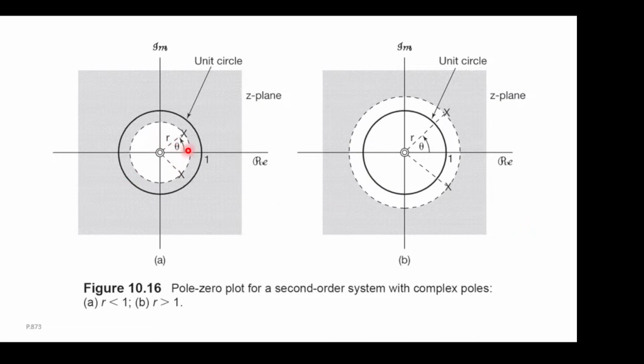So it depends on whether r is bigger than 1 or r less than 1. So we have r e to the j theta and r e to the minus j theta, so two poles here. And as we say, the ROC should be outside. And so if r is less than 1, then your causal ROC will include your unit circle, then it's stable.